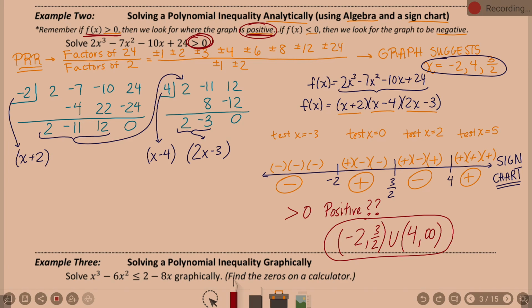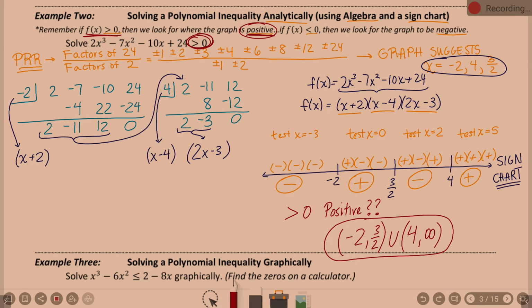Now, when would we change that up? If this problem instead said greater than or equal to 0, then we could talk brackets, because then we would want to include those pieces. So we would use brackets then. If it does not say equal to, you're going to stick with parentheses. Okay?